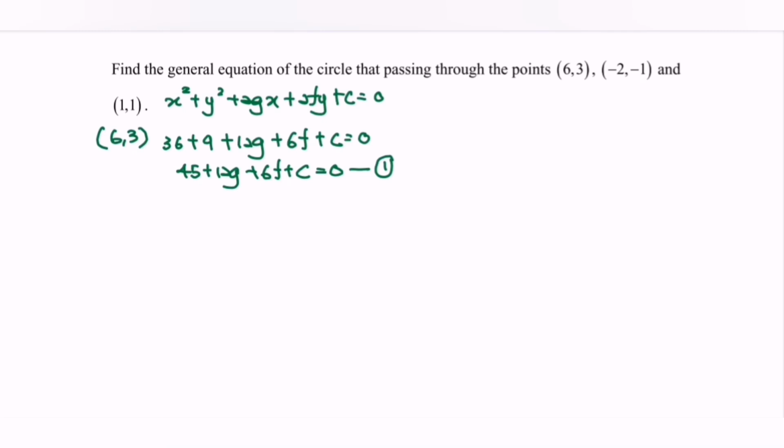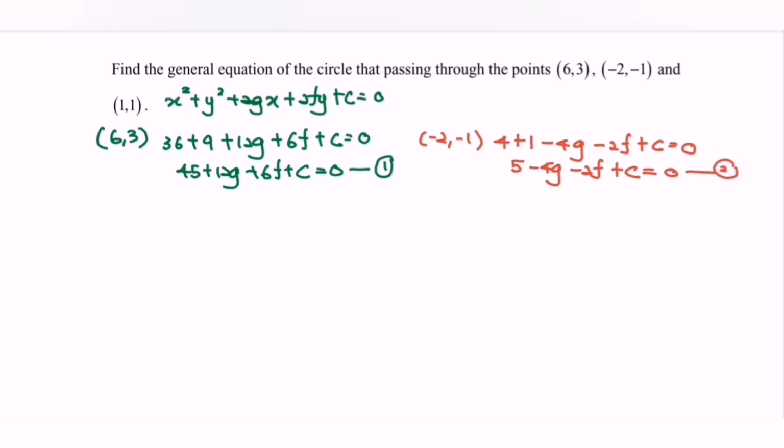Next, we have the second point, -2, -1. If we substitute the situation, we will have 4 plus 1 minus 4g minus 2f plus c equals to 0. Simplify the situation. 5 minus 4g minus 2f plus c equals to 0. And we name it as the second equation.